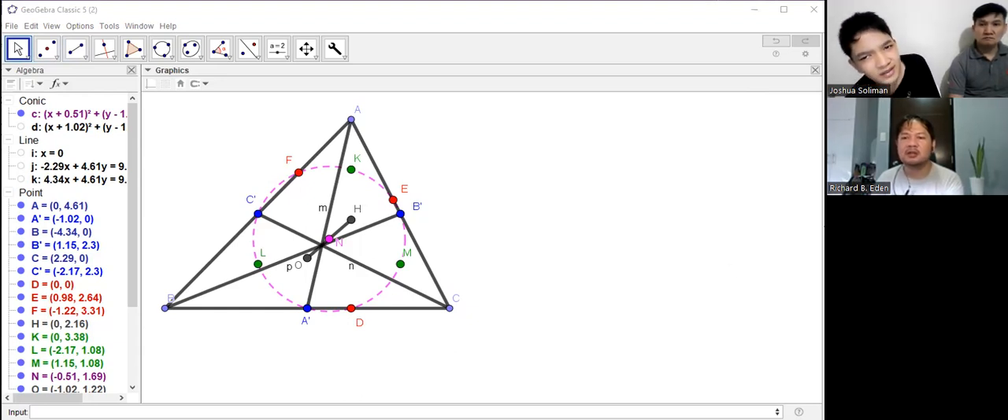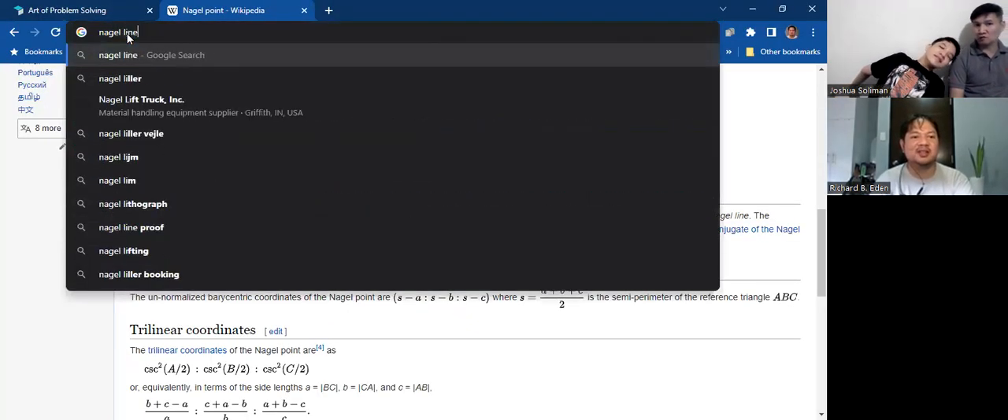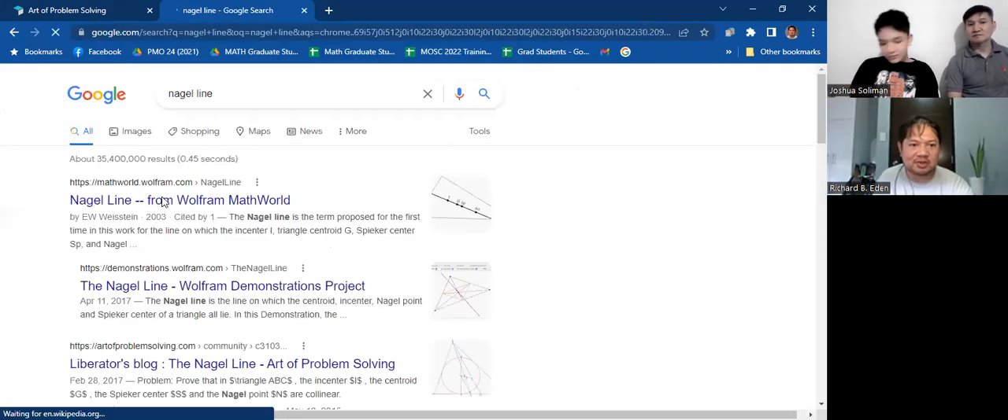Okay. All right. But is there anything else on the Nagel line? Kasi if kunwari you define the Nagel line as the line through the Nagel point and the in-center, then trivially, by definition, the in-center is on the Nagel line. Kasi yun ang definition ng Nagel line. So I wonder, are there other things on the Nagel line? Tingnan natin. There should be.